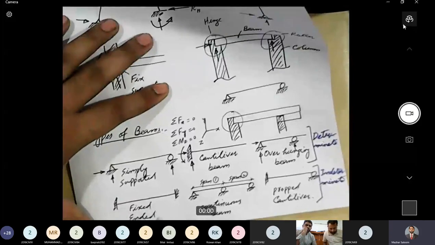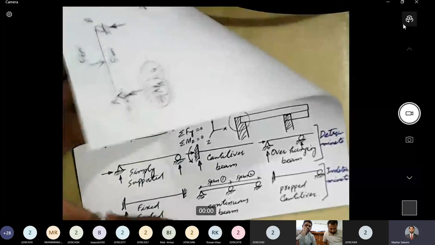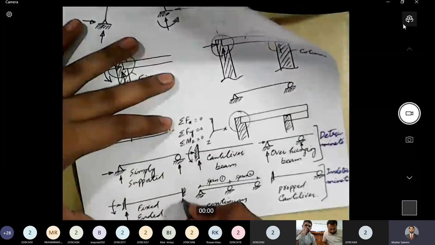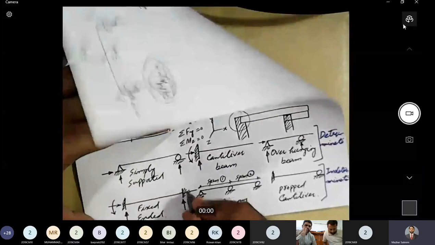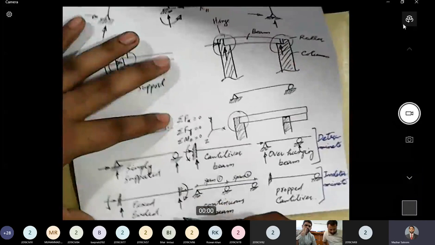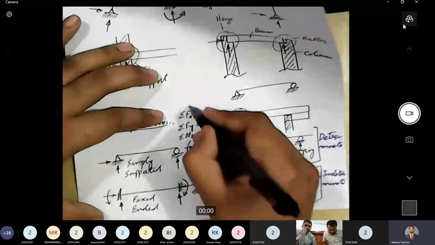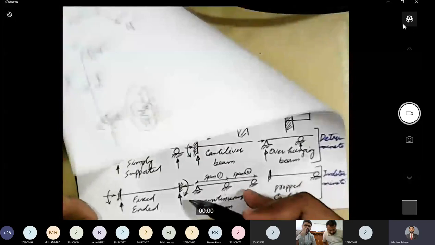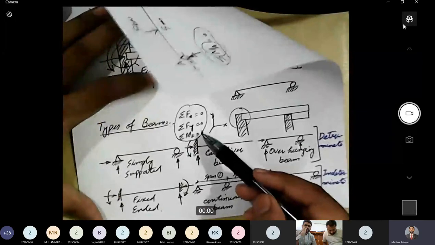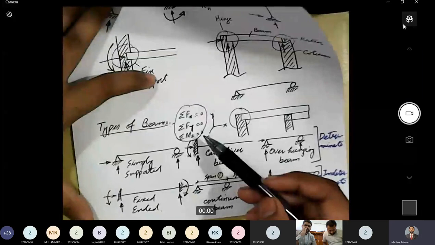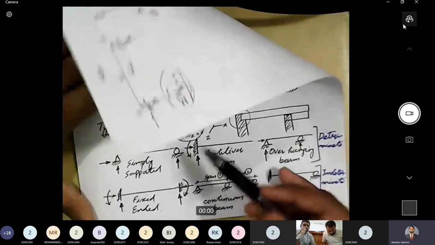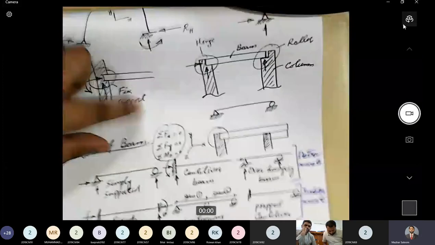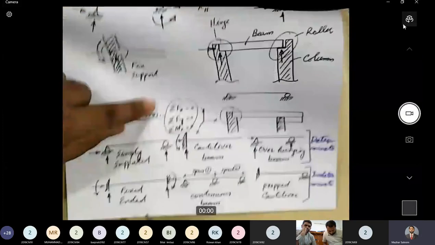Both ends fixed mean how many reactions will be there? 1, 2, 3, 4, 5 and 6. So there will be 6 reactions. If there are 6 reactions and we have just 3 conditions of equilibrium to analyze the system, it means that this system cannot be analyzed using just equations of equilibrium. We need some other way to analyze the system. So this type of beam is an indeterminate beam.